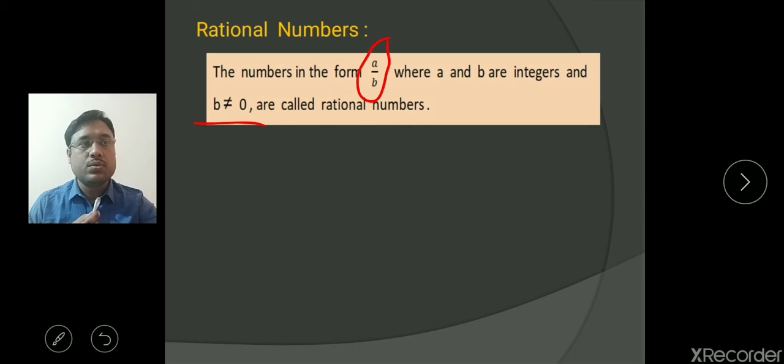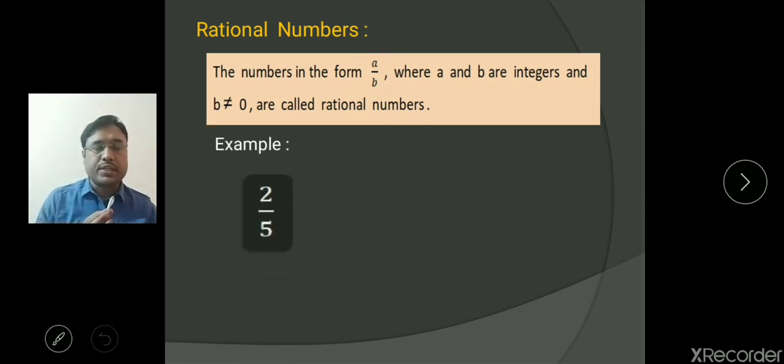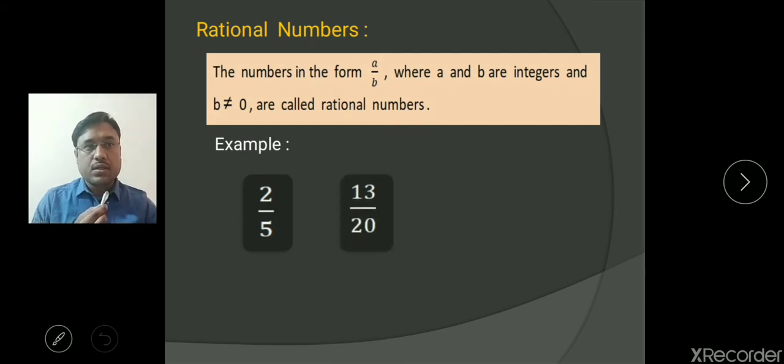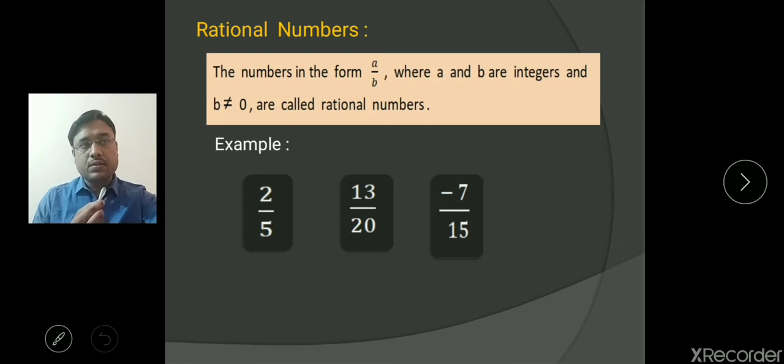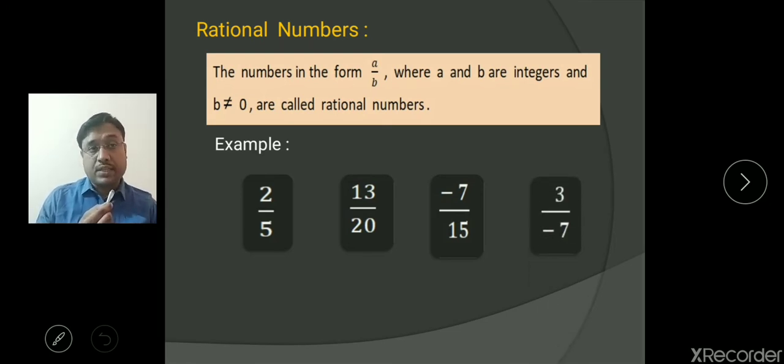Now next you can see examples here, such as 2 by 5, 13 by 20, minus 7 by 15, and 3 by minus 7. Such numbers are called rational numbers. You can put the minus sign with the numerator or denominator anywhere, but in standard form we write the minus sign above only, that means at the place of the numerator, not the denominator. So these are the examples of rational numbers here.